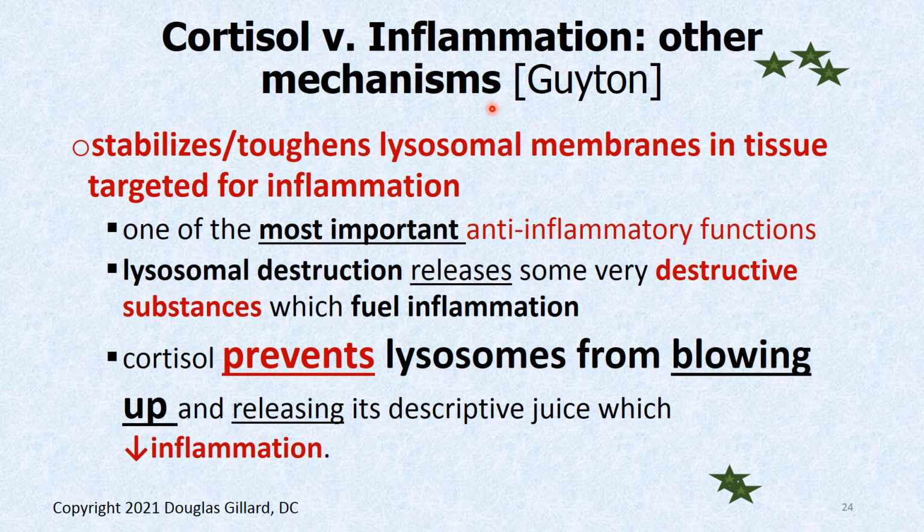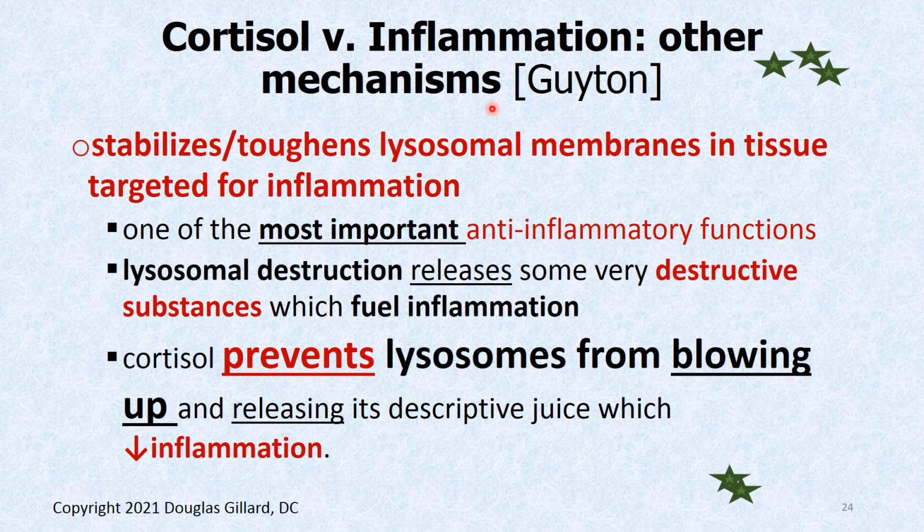Cortisol versus inflammation. More mechanisms. What else? This is guiding more stuff we can do. So this is important. It stabilizes and toughens the lysosomal membrane in tissue targeted by inflammation. So tissue that has been invaded by bacteria or tissue that has been damaged, the cells explode, right? Inflammation destroys tissue. Infection destroys tissue. Trauma destroys tissue.